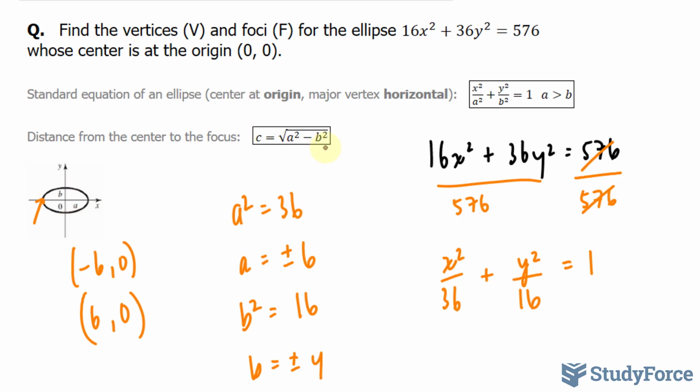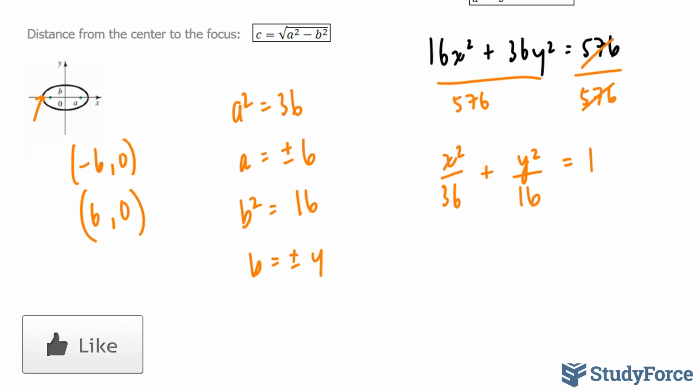To find our foci for this side and this side, we use the following formula, where c is equal to the square root of a squared minus b squared. c actually represents the distance from the center to the two foci. So if I find out what my c is, I've found the distance from here to here, and that can tell me what my focus is for both of these sides. Let's go ahead and do that.